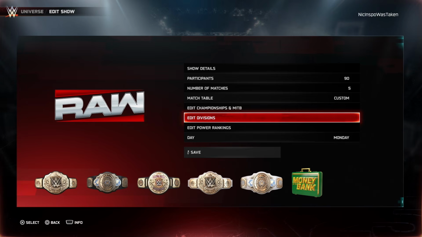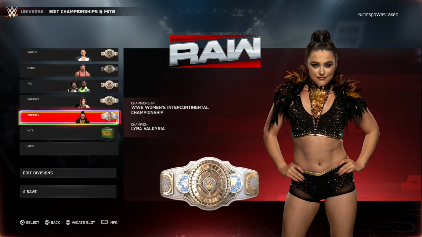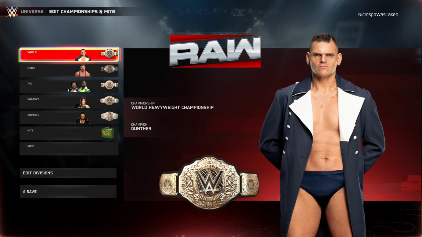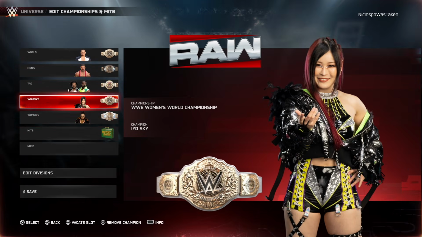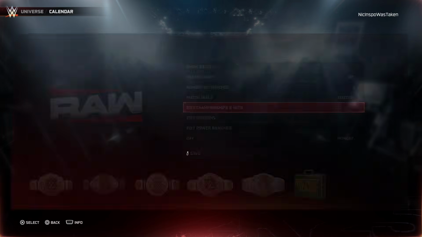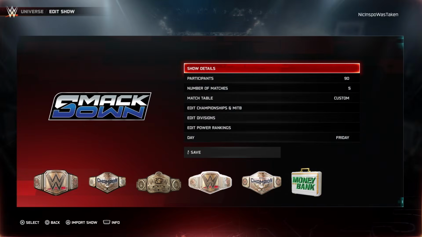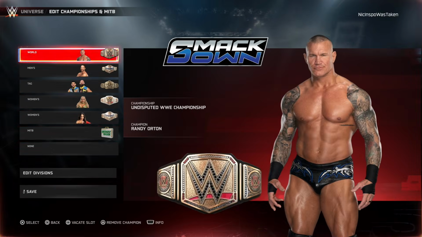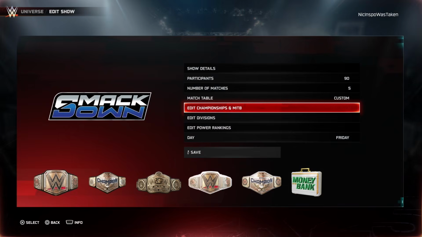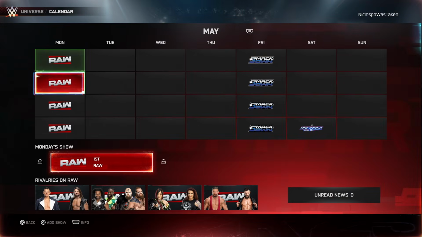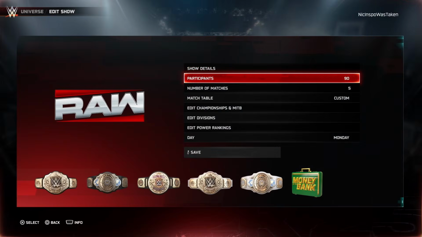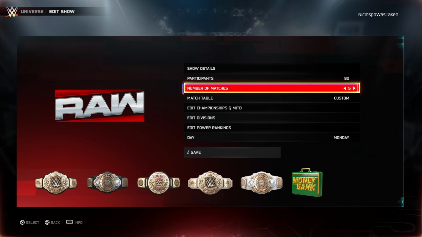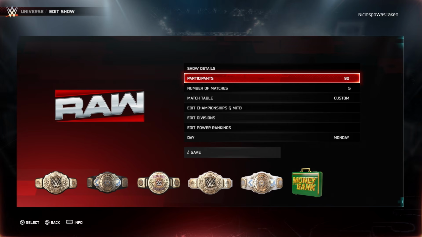So I have 90 superstars on each show with a number of 5 matches. In my case, these are the championships that I decided to pick. So we got the world title, intercontinental, tag team, women's world, intercontinental, and then the Money in the Bank down there. And then for SmackDown, I have these championships with this Money in the Bank. So 1, 2, 3, 4, 5 championships on each show. Basically that makes it for me to have 90 participants. I also have intergender matches turned on, so that is also something that plays a factor into my draft.